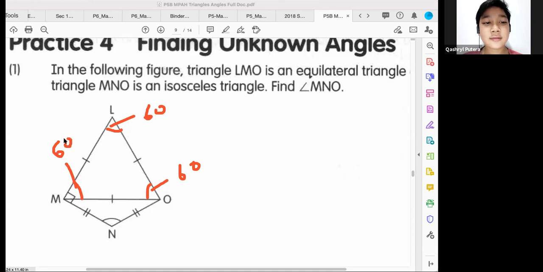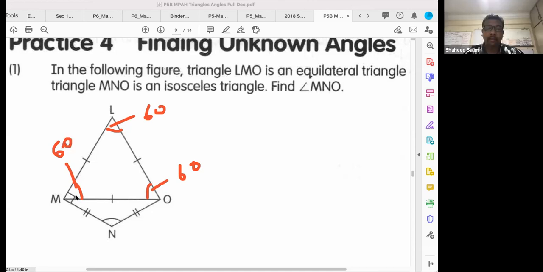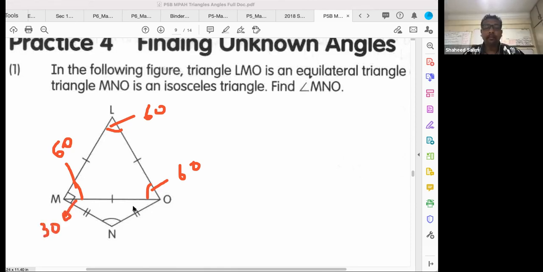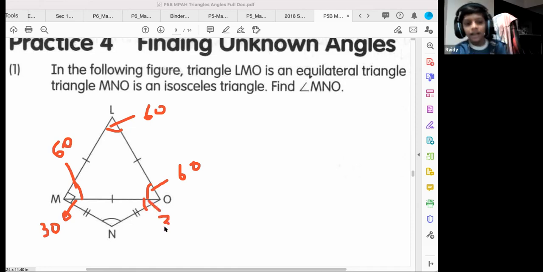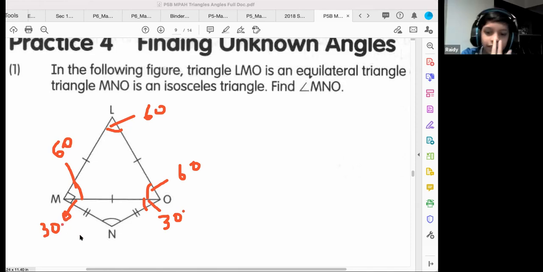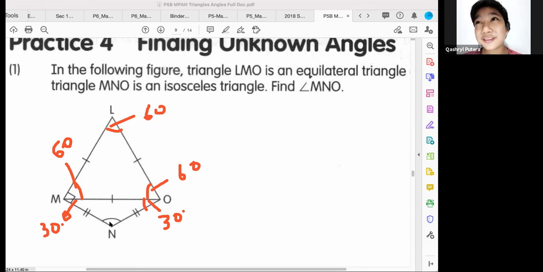60. Alright, what is this square? How many degrees? 90 degrees. So you take 90 minus 60, which will be 30. And when you get 30, this angle is how much? 30 also. So now how to do? Then you get 120, together is 180. Then you minus all.